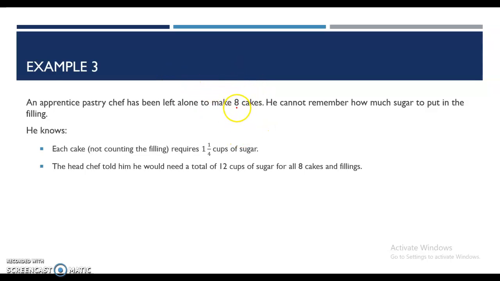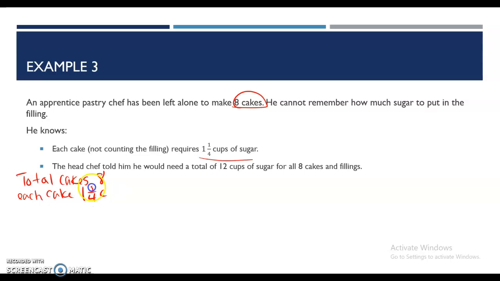So, things that we know we need. We know we have 8 cakes. We know that a cake without the filling is 1 1/4 cup. So I'm going to start writing this stuff down. Total cakes, 8. And then each cake, 1 1/4 cup.